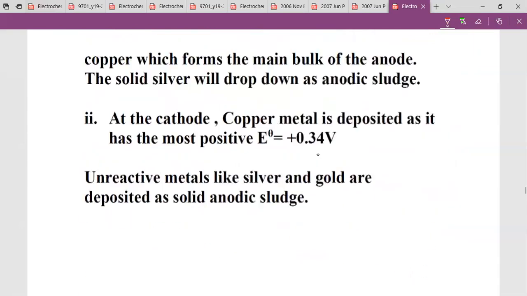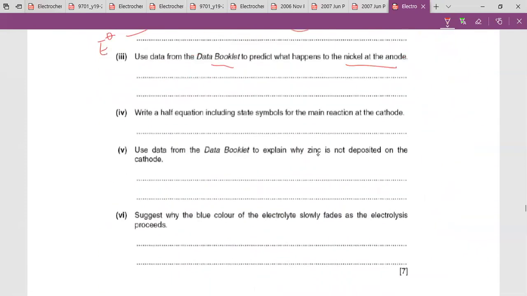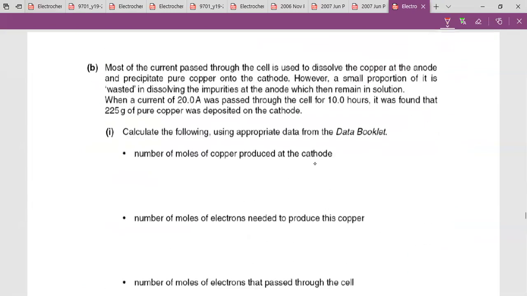Now, how do you say it? See, they go straight to the point. What happens to nickel? Nickel will dissolve, isn't it? Nickel will dissolve first.